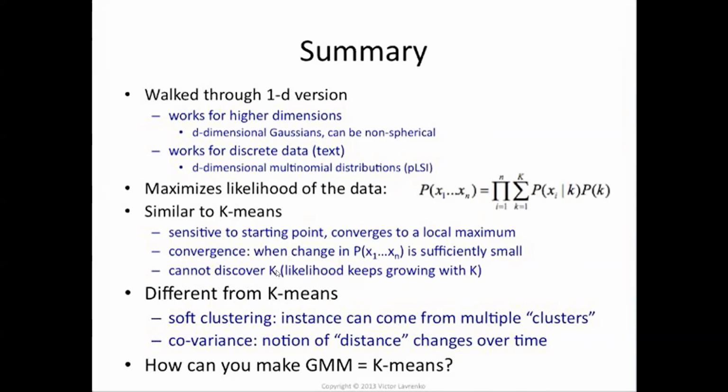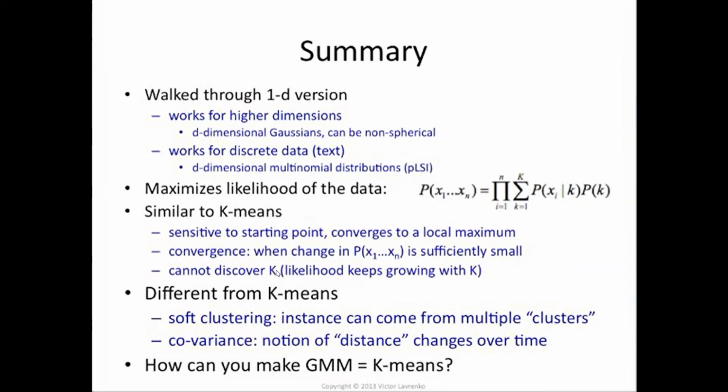So it is sensitive to starting points. So depending on where you start, you will end up in different configurations with different parameters for the Gaussians. So the objective is not convex. You're not always going to get to the same point. You will get to different points depending on where you start with.